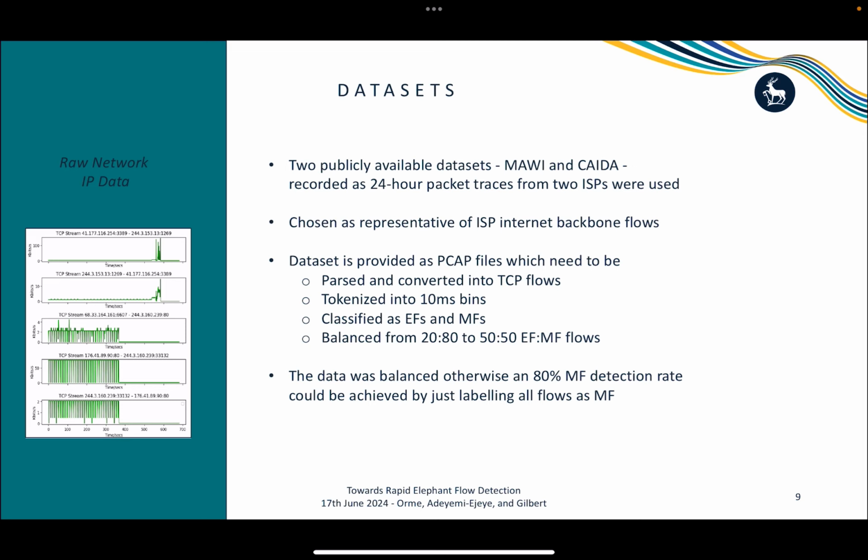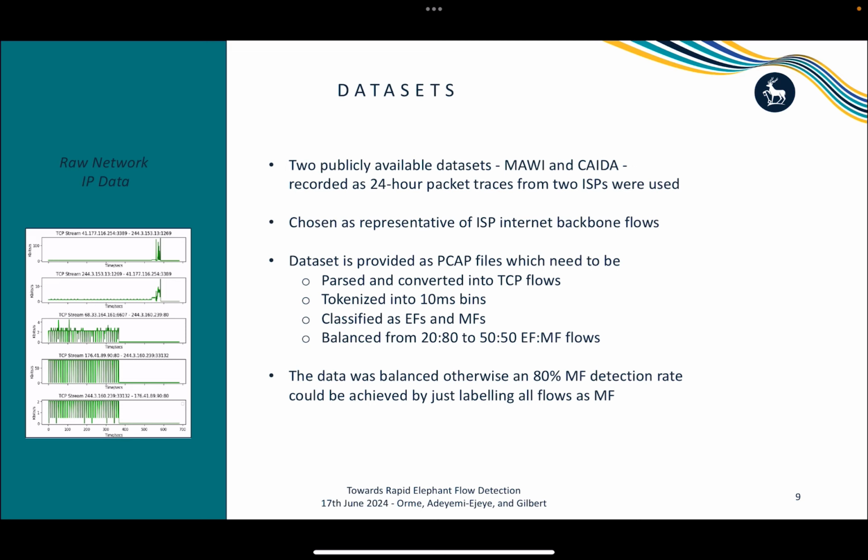Two representative datasets were chosen and recorded from ISPs as key PCAP files over a 24-hour period. The models were trained and tested on each dataset independently of each other so that we could validate our model, but each dataset was pre-processed identically. First, the PCAP files were parsed to extract the TCP flows. Then, using the time samples, each flow was aggregated over consecutive 10 millisecond samples and partitioned into 10 millisecond time bins. Using the elephant flow rule of 5 megabits per second greater than 5 seconds, each flow was classified using a binary flag as either an elephant flow or a mice flow.